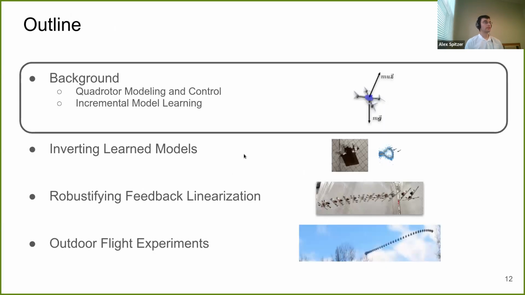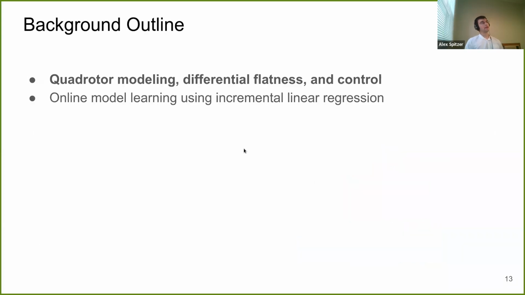So first, I'm going to go into some background, going over the quadrotor modeling and how we can learn incremental models. And then I'm going to talk about inverting the learned models on the acceleration, feedback linearization next, and finally finish up with outdoor flight experiments. So first part of the background, I'm going to talk about the quadrotor model and differential flatness.